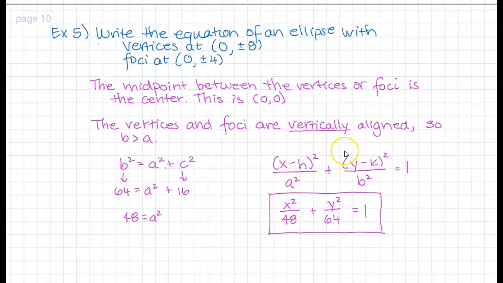So I know the center was at 0, 0, so we just have x squared and y squared in the numerator. We found a squared over here. If b is 8, then we know b squared is 64, and there we go. We have our equation.